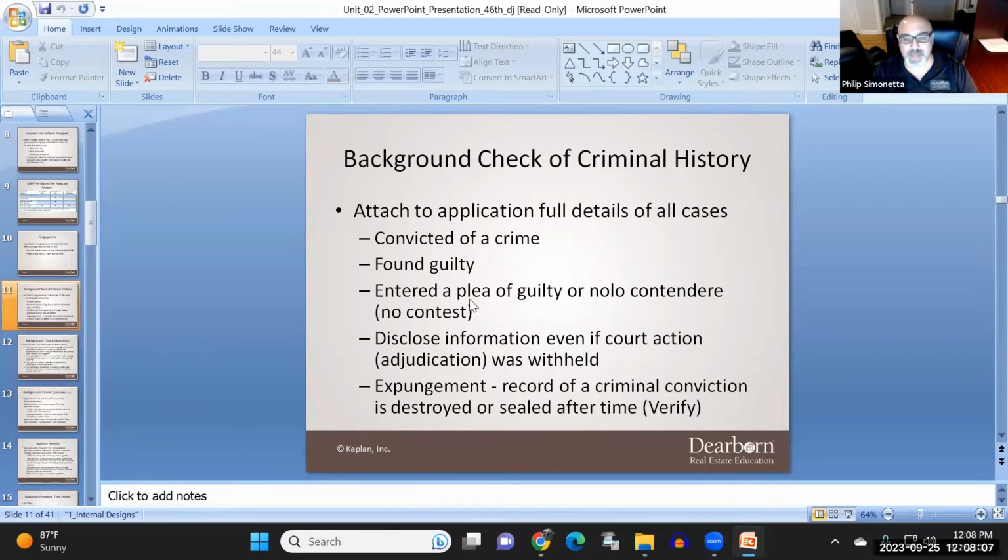So, background check of criminal history. An applicant has to attach to the application full details of all cases. If there was a conviction of a crime, found guilty, pled no contest, disclose information even if the action was adjudicated or withheld. Now, if something was expunged, that means the record of the criminal conviction is destroyed or sealed after time to verify.